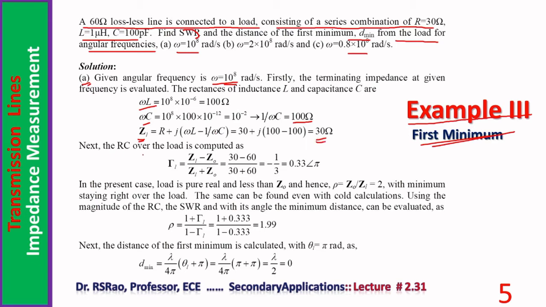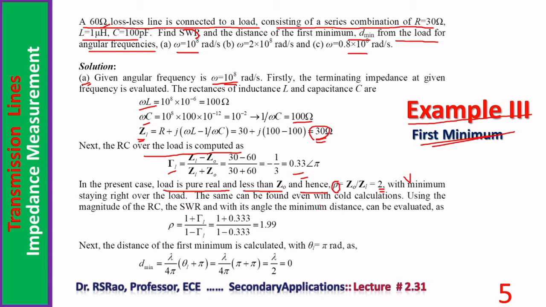Next, the reflection coefficient over the load is computed. The reflection coefficient is ZL minus Z0 by ZL plus Z0. ZL is 30, we have already calculated. Z0 is 60 ohm. So substitution results in 0.33 at an angle of pi radians. In the present case, the load is purely real and less than Z0, and hence the SWR is Z0 by ZL, which is equal to 2, with the minimum standing right over the load. Voltage minimum standing right over the load.